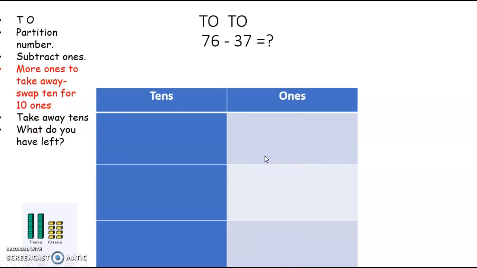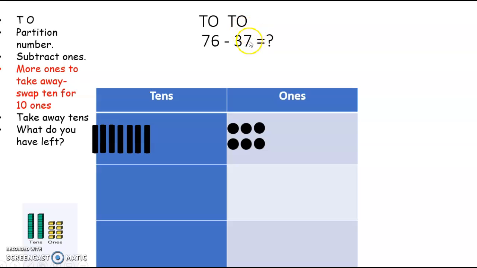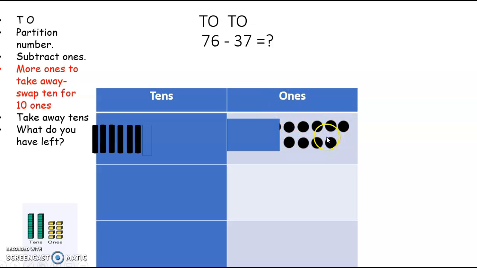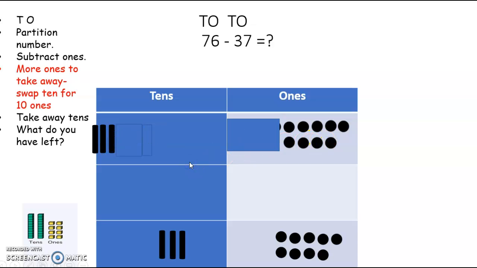Then we have 76 take away 37. So we've got 6 ones, 7 tens. We can't take away 7 ones. So if we borrow the 10, make 10 ones. Now we can take away the 7. We have 9 left over. Now we take away the 10s, so we take away 3 of the 10s. So now we have 9 ones, 3 tens, so our answer is 39.